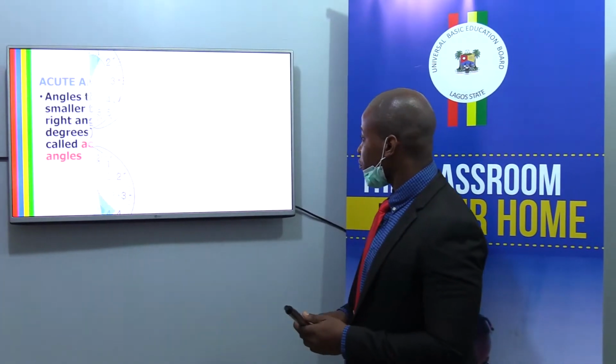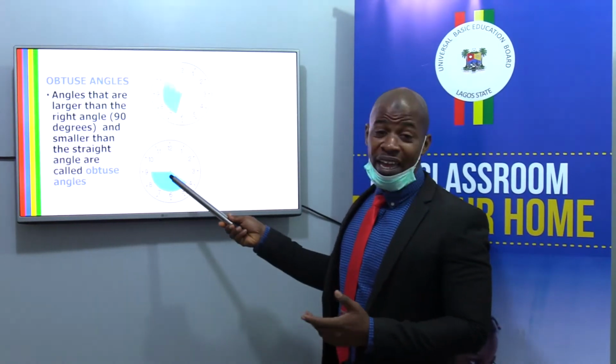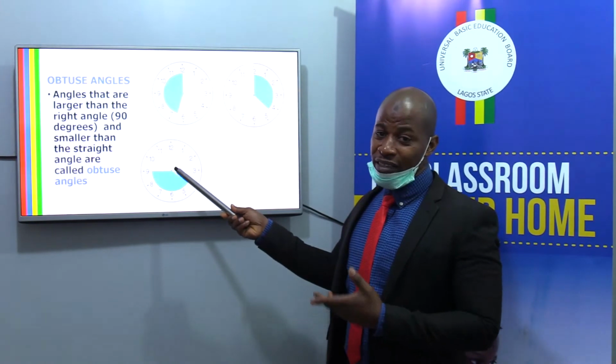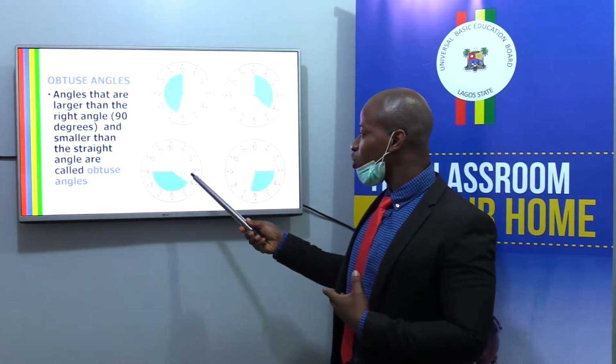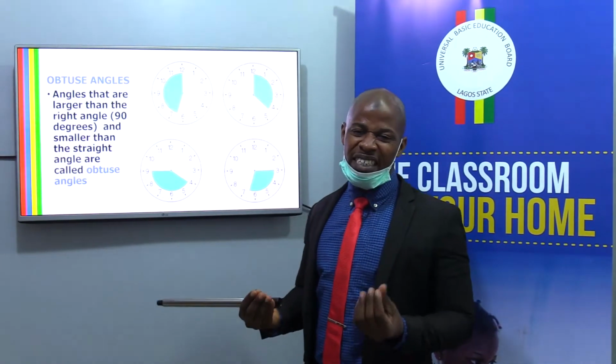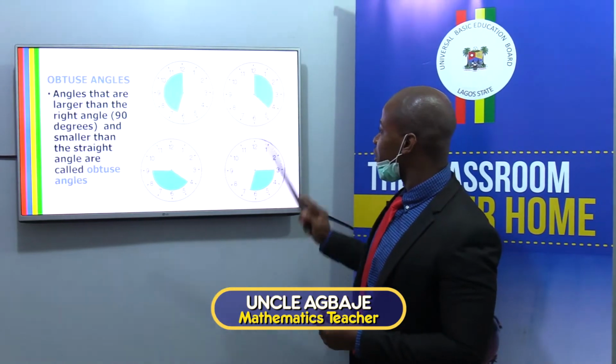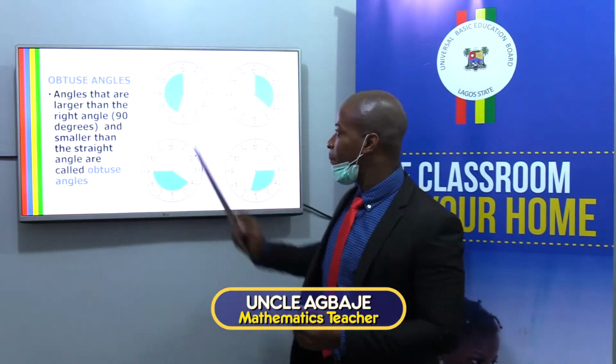Let's move on. Angles that are bigger than that are not so sharp. This cannot be the end of a knife, so it's not sharp. It can't cut you. We call these angles obtuse angles. When something is obtuse, it means it is blunt. And an angle cannot be blunt unless it is bigger than 90 degrees. So all these angles are bigger than 90.